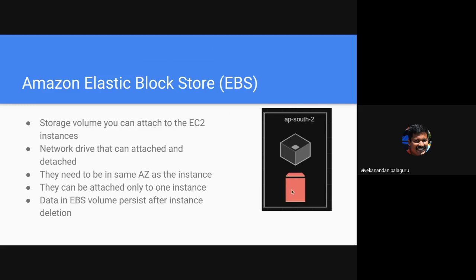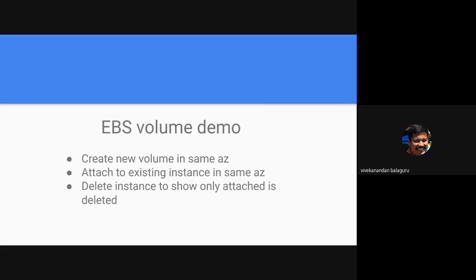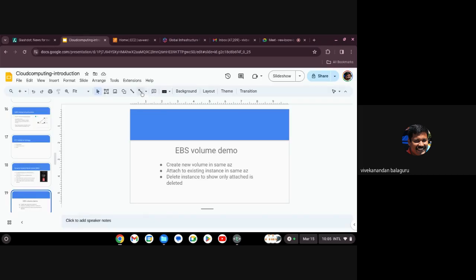So, how you would see an EBS volume is that it's more like a network drive that can be attached and detached. They can live even after you destroy your instance, and if you set it up in such a way, you can get the data from the EBS volume. Some of the restrictions are that the EBS volume should be in the same availability zone as the instance, and it can only be attached to one instance. As I said, the data persists after that. Let's go to a demo of how the EBS volume works.